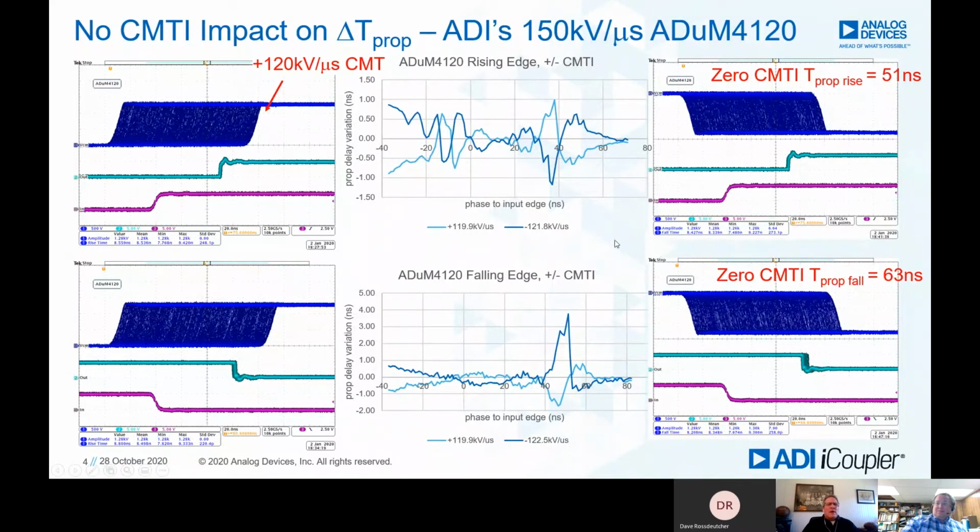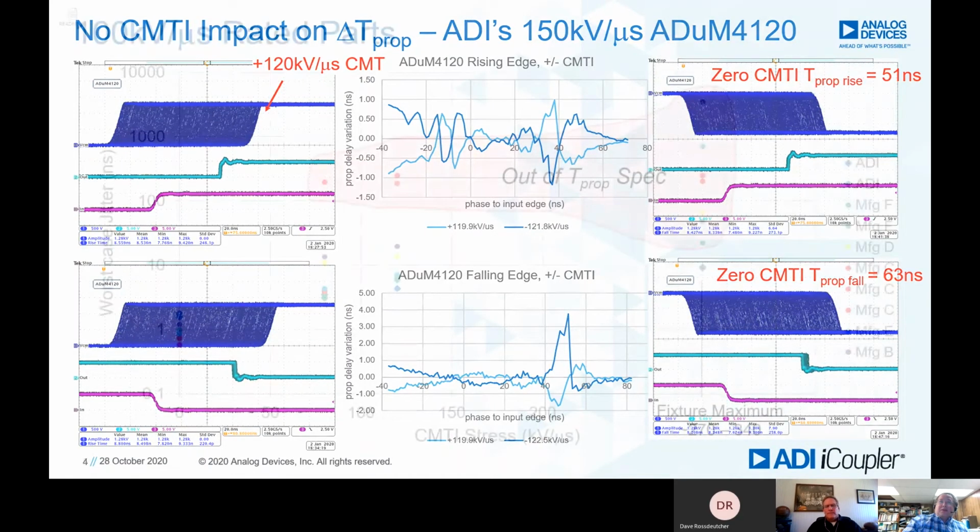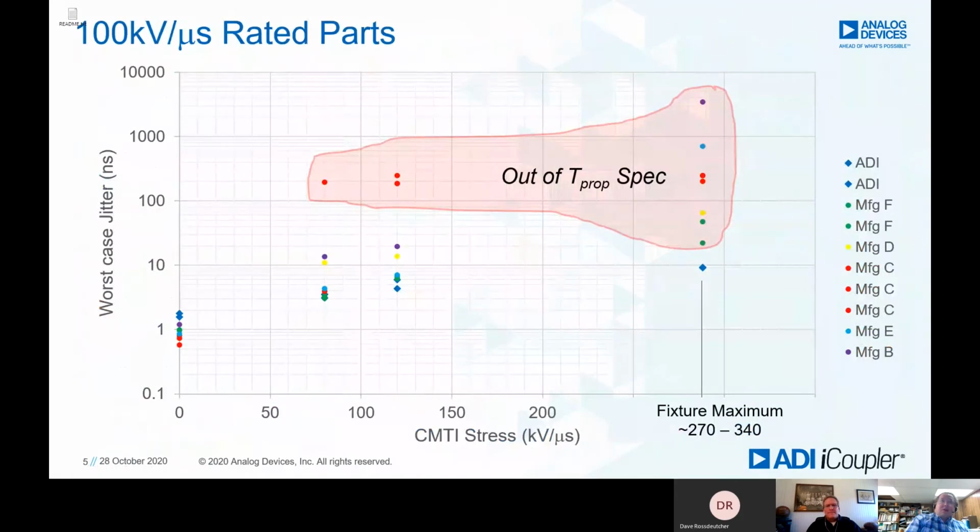Now, getting right down to it, if you look at ADI gate drivers, how do they compare to their competition? Well, I think they compare pretty favorably. So here is a survey that we did with 100 kilovolt per microsecond rated parts. We have Analog Devices parts along with 1, 2, 3, 4, 5 other competitive parts.